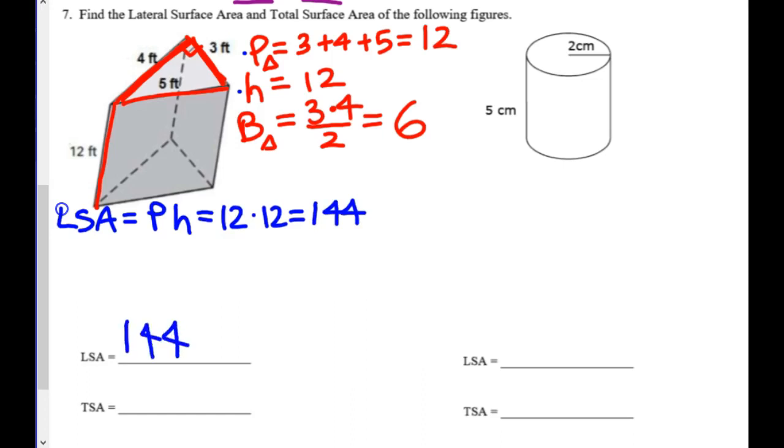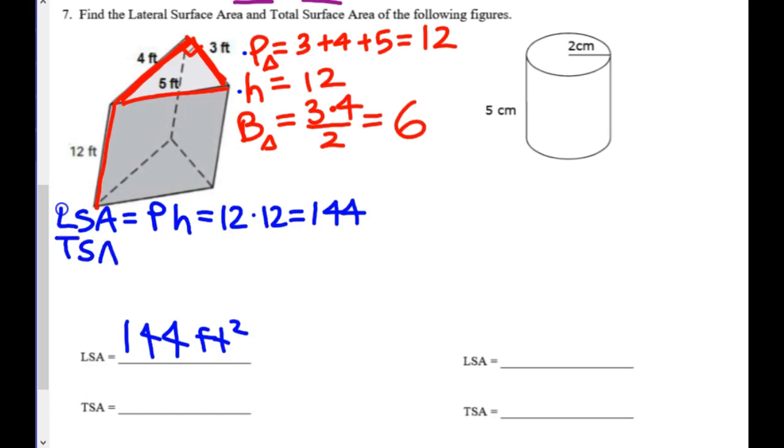144. What are my units? So I got feet, and since I'm talking about surface area, please remember, surface area is going to be square units. So it's square feet, right? That's all you got. So, total surface area is a little different.